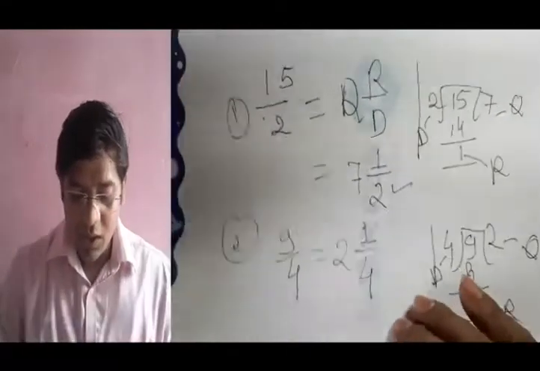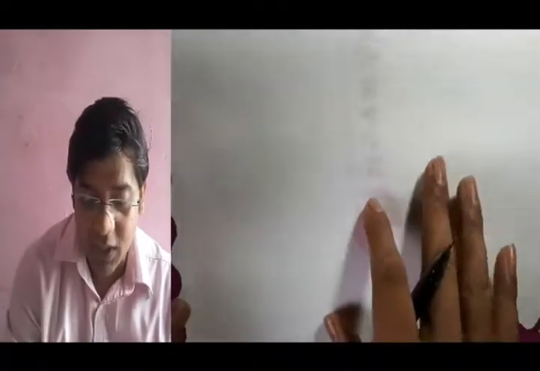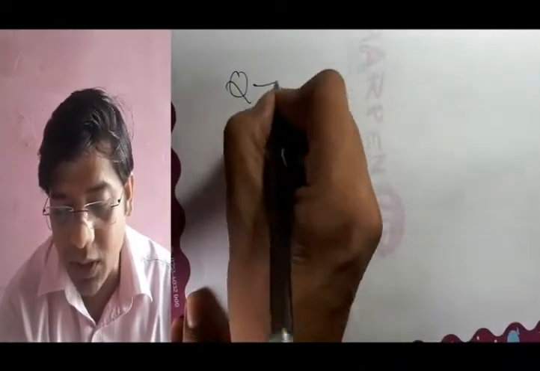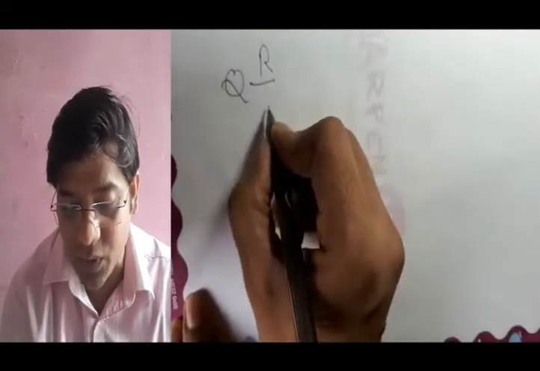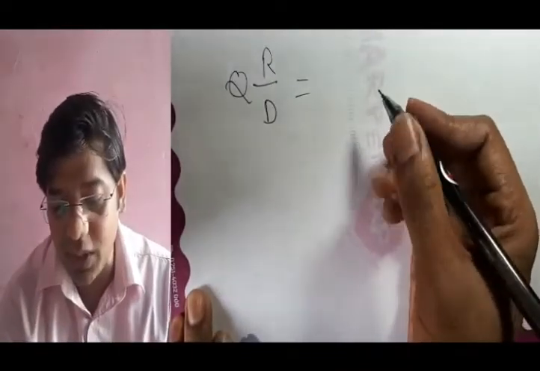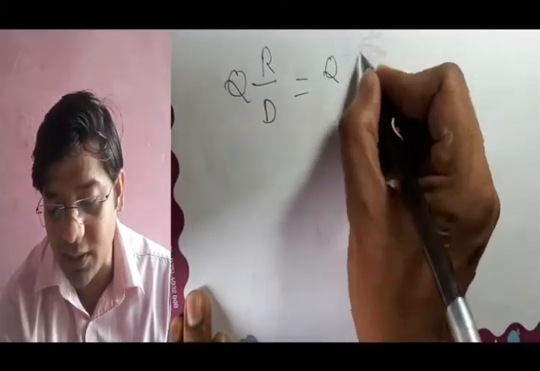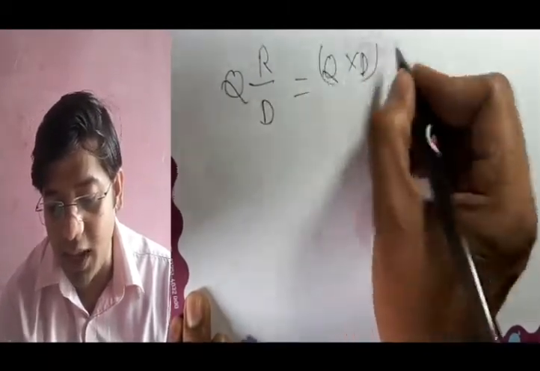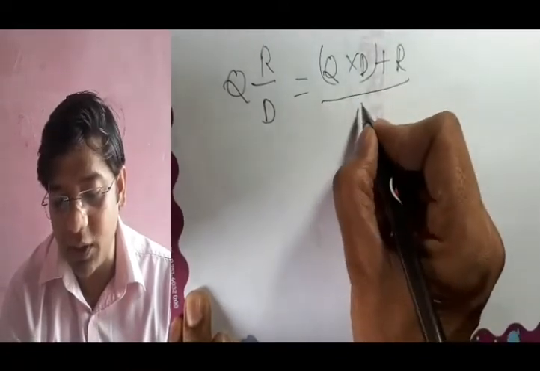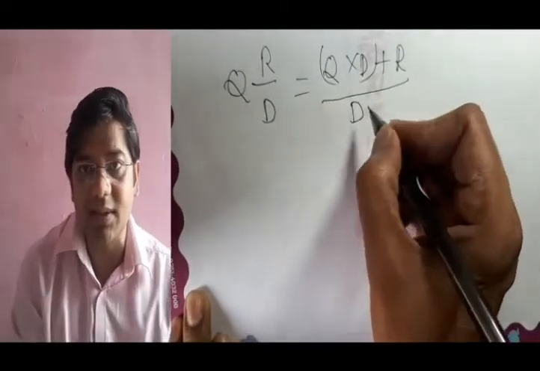Okay, so do you know what the form of a mixed fraction is? The form of a mixed fraction is quotient, remainder upon divisor. So to convert it into an improper fraction, what do you have to do? First you will multiply the quotient by the divisor, then you will add the remainder to it, and in the denominator you will write the divisor as it is.